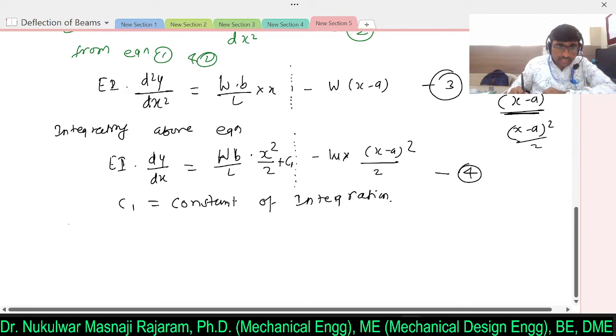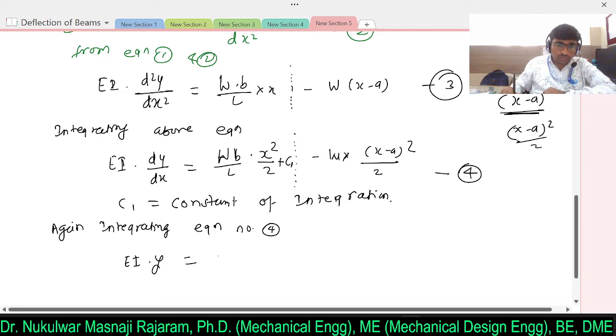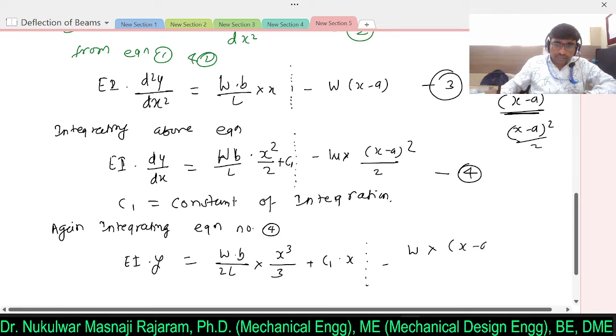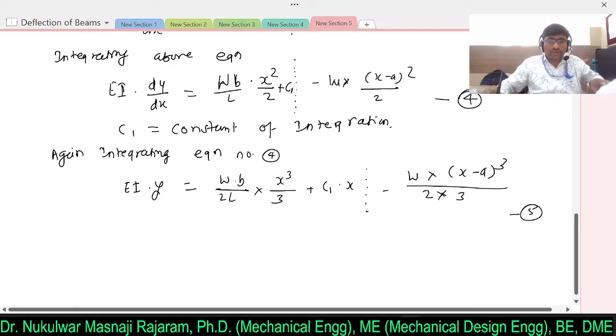Now if you take integration again, integrating equation number 4, here what I will get is EI into deflection, that is y, equal to W into B divided by L, it will be the constant. Clear? Now the integration of x square will be x cube divided by 3, plus c1 into x, minus W into x minus a, again x minus a square, it will become cube divided by 2 into 3. Clear? So this will be equation number 5.